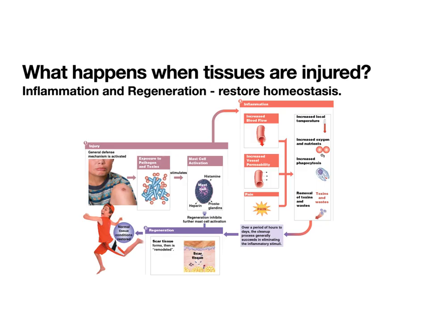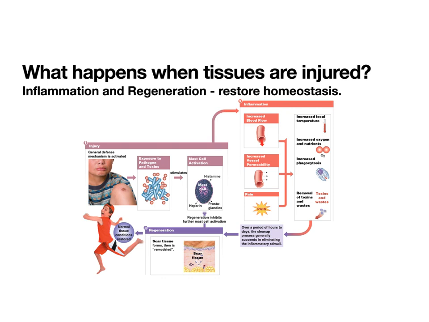Okay, so we kind of touched base on this just a little bit when we were talking about mast cells. So what happens when tissues are injured? We have inflammation and regeneration to help restore that homeostasis. So let's take this little guy here. He was out playing and he got a little scrape on his knee. So first we have injury.